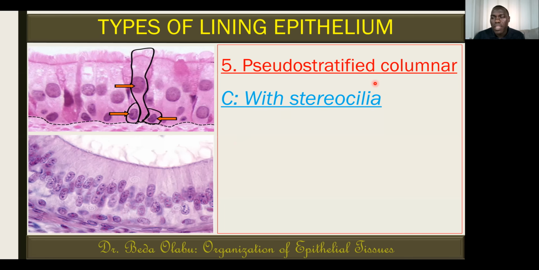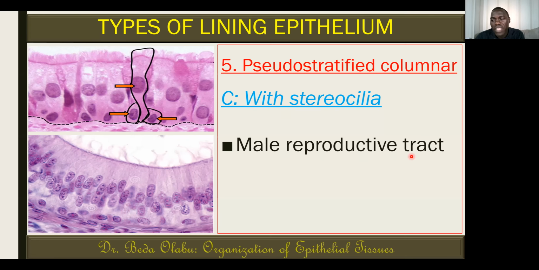Pseudostratified columnar epithelium with stereocilia is unique to the male reproductive tract. When you talk of the male reproductive tract, we are referring to the path followed by semen from the testis to the exterior, but not all the parts of the male reproductive tract have this type of epithelium. So this will be unique to the epithelium in the epididymis, as well as the epithelium in the vas deferens. Epididymis and the vas deferens, those ones have pseudostratified columnar epithelium with stereocilia.